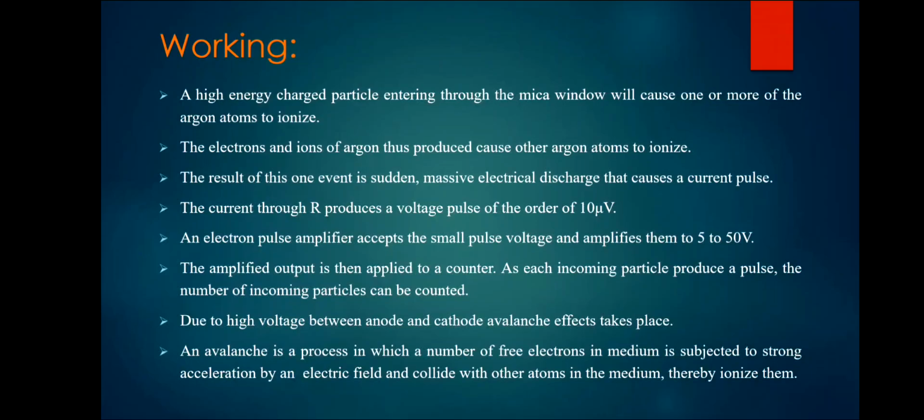Now, you might wonder what is an avalanche effect. An avalanche is a process in which a number of free electrons in a medium are subjected to strong acceleration by an electrical field, and they collide with other atoms in the medium and thereby ionize them.